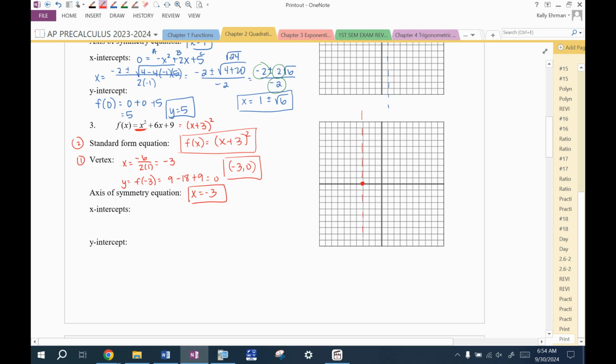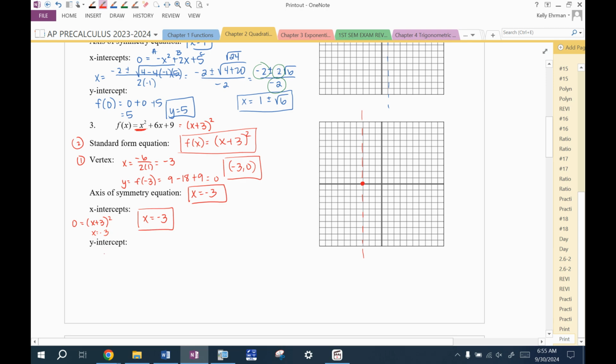If you graph as you go, you can also answer some of these questions. Like x-intercepts, I can see the only x-intercept is the vertex. It's x equals negative 3. But again, you can factor this and say if (x plus 3) times (x plus 3) is equal to 0, then yeah, x equals negative 3.